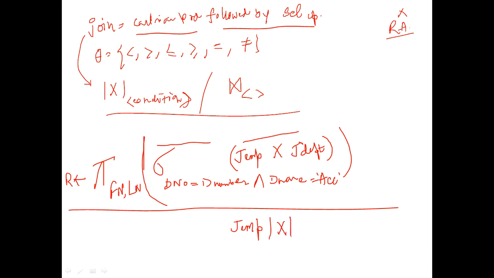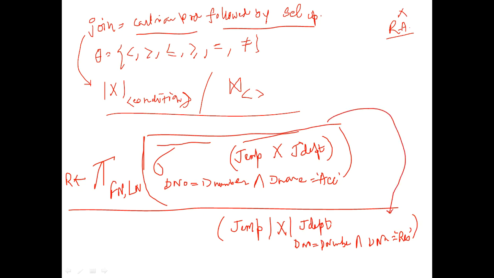JEMP join JDPT, and here you have to give the condition: DNO is equal to D number and D name equal to research. This will give you the total thing. From this you have to fetch the fname and lname.